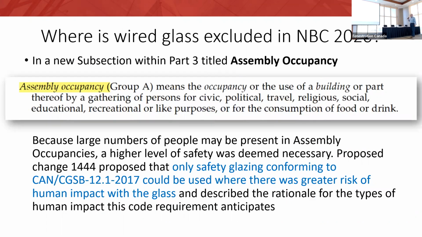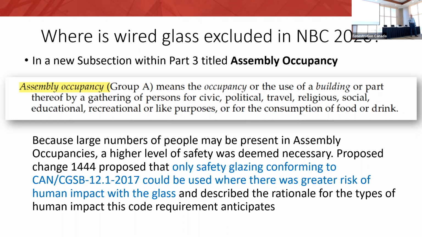There is one place in the new code, in a new subsection in part 3 called assembly occupancy, where there's a whole set of new requirements. This assembly occupancy has been inserted as a new subsection in part 3. And this is an occupancy or use of a building or part of a building by a gathering of persons for civic, political, travel, religious, social, educational, recreational, or like purposes, or for the consumption of food and drink.